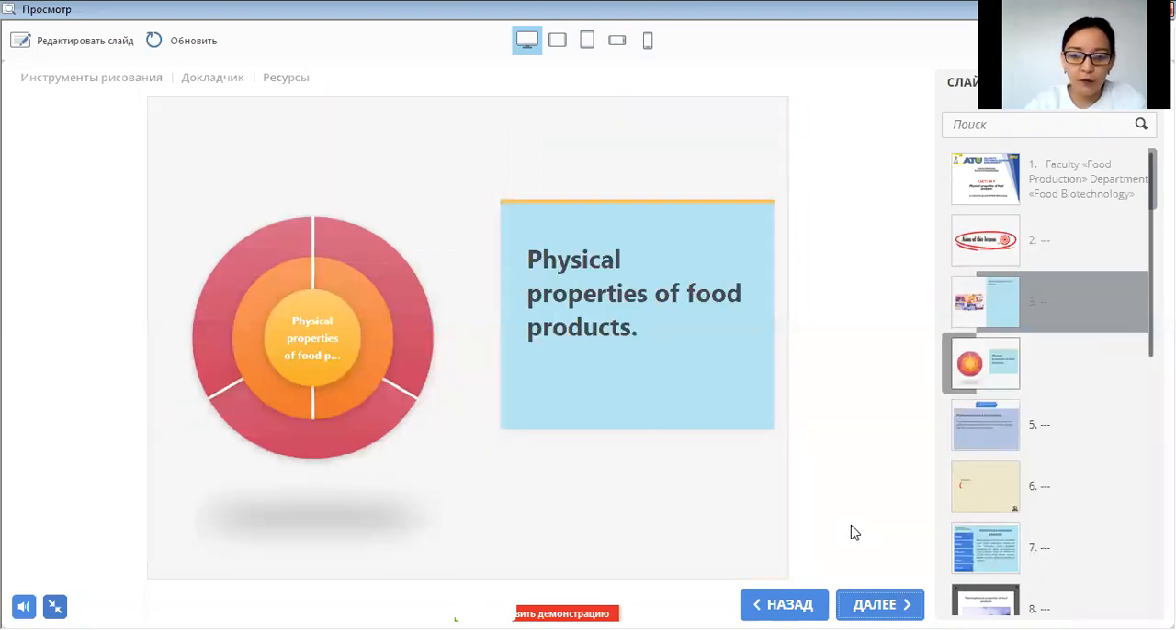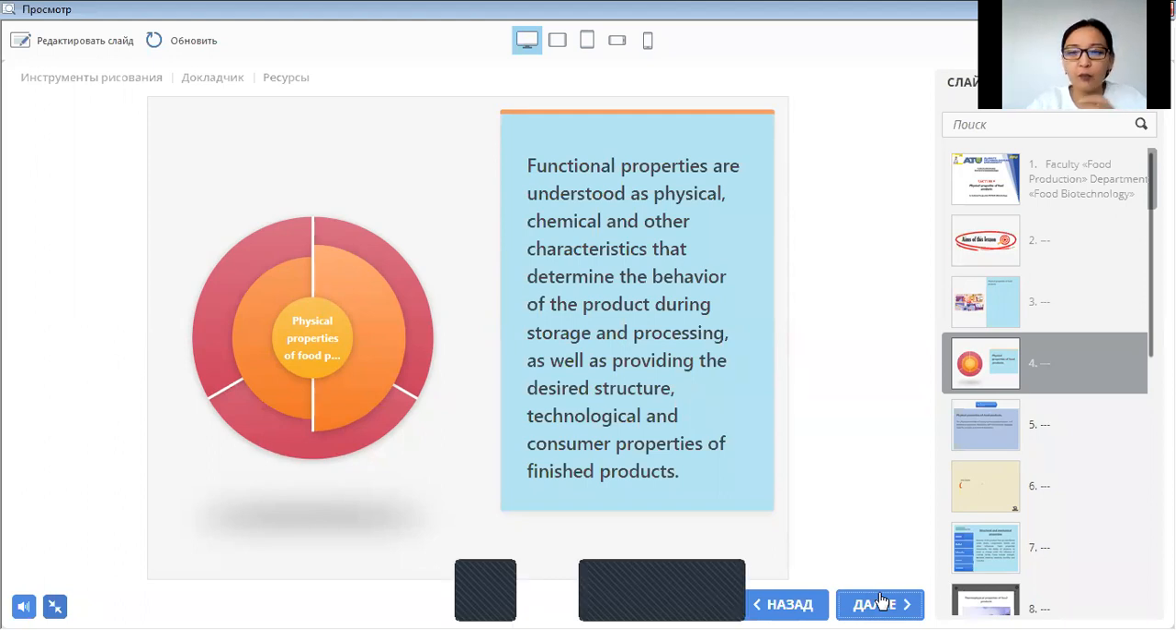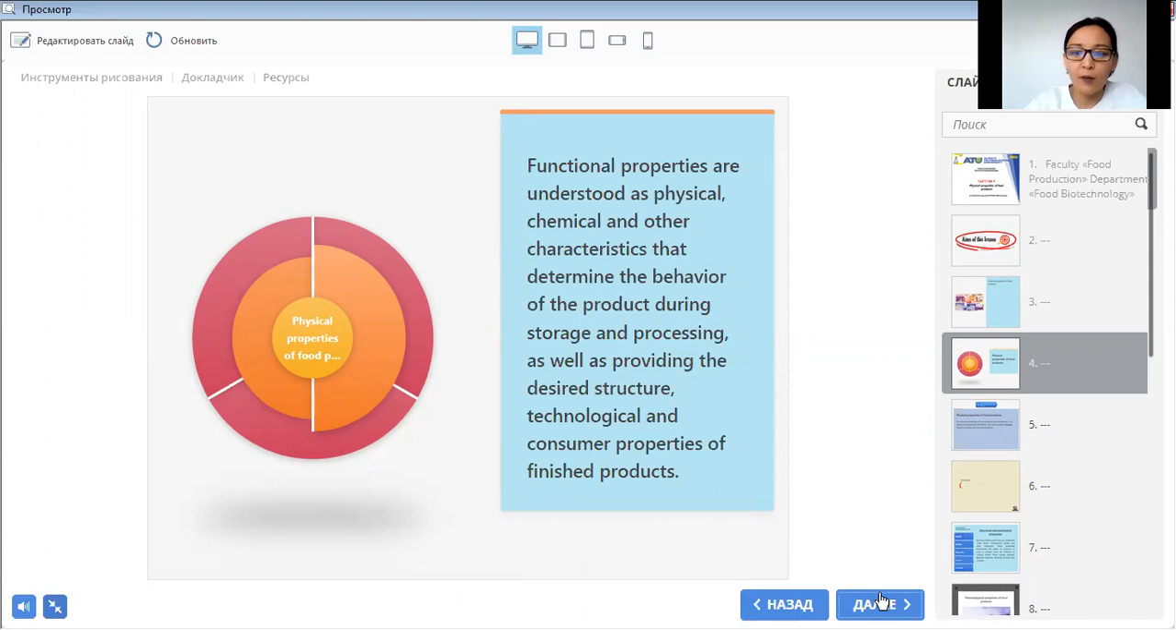And first, about the physical properties of food products. Functional properties are understood as physical, chemical, and other characteristics that determine the behavior of the product during storage and processing, as well as providing the desired structure, technological, and consumer properties of finished products.